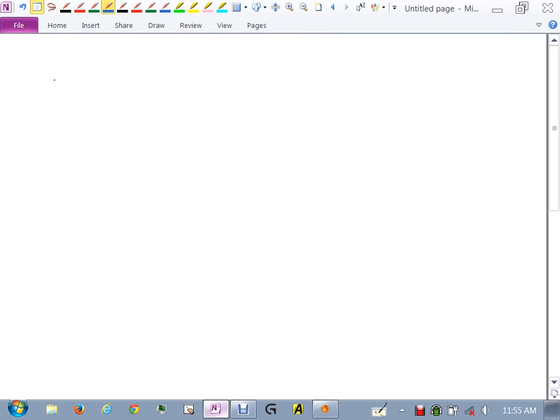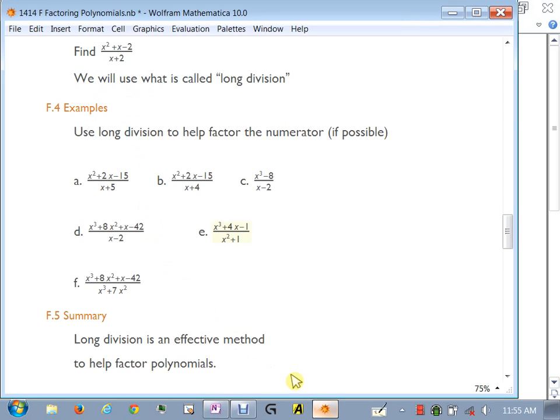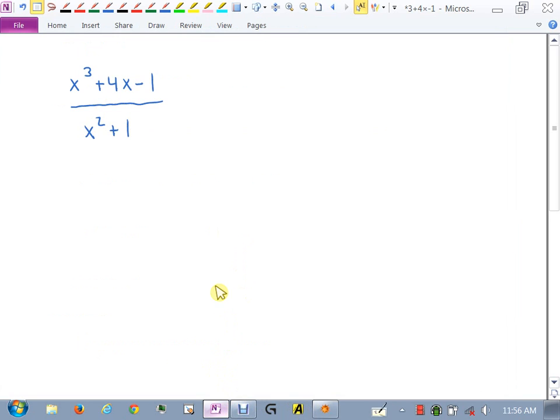So for E, we have x cubed plus 4x minus 1 over x squared plus 1. Now this is the first time that the denominator has not been linear. Do you know what I'm saying or not? Yes? X plus 5 is linear, x plus 4 is linear, x minus 2 is linear. X squared plus 1 is not linear. So can this still work? Absolutely, this will work.